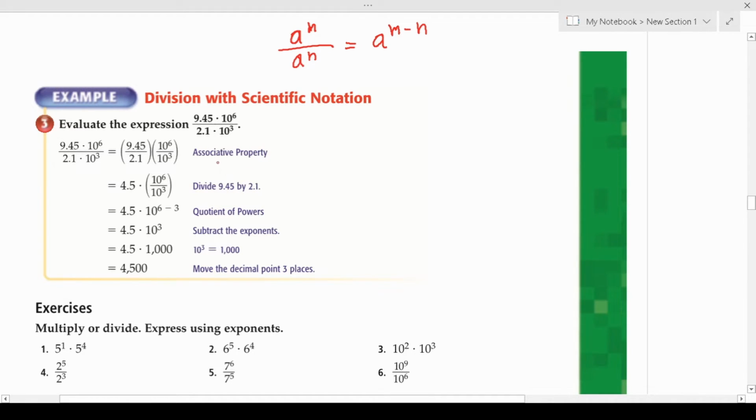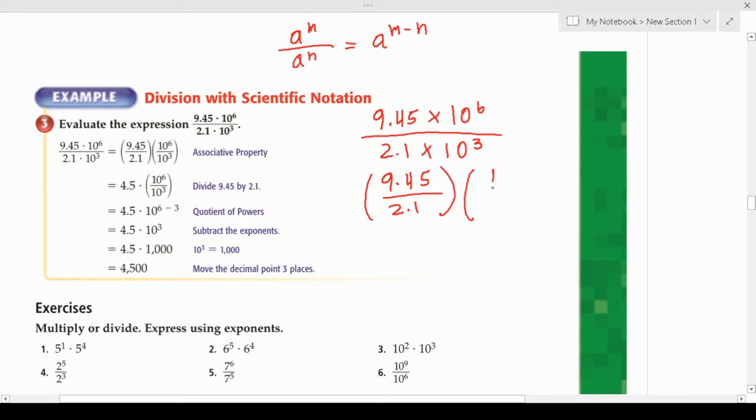So for this example, you can see that we have to evaluate the expression 9.45 times 10 to the 6th divided by 2.1 times 10 to the third. As we did above, we're going to group up our decimals and our powers of 10 accordingly. That is, I'm going to break these up into 2 sets of parentheses. In this first set, I'm going to do 9.45 divided by 2.1. And in this second set, I'm going to do 10 to the 6th divided by 10 to the third.